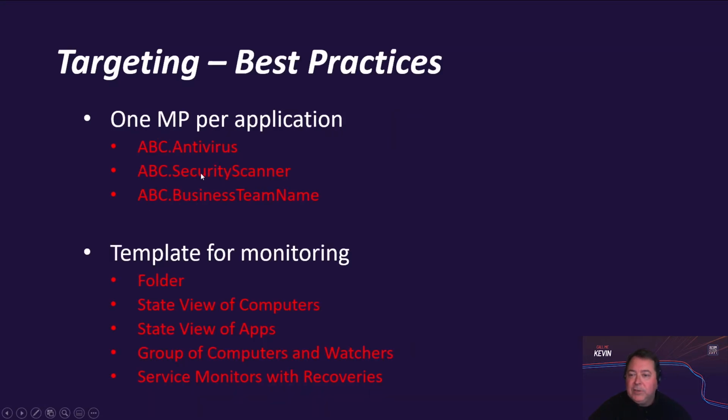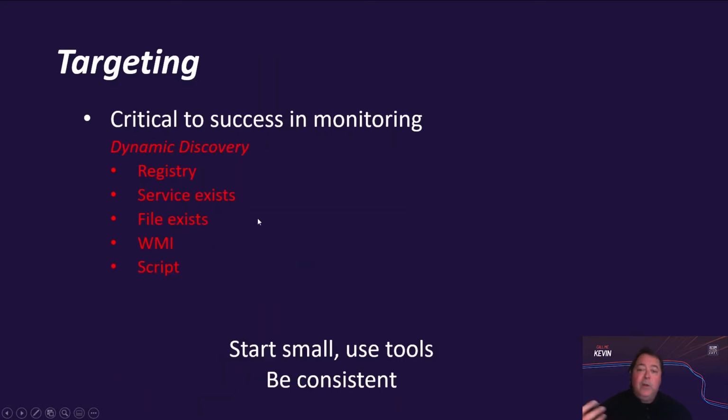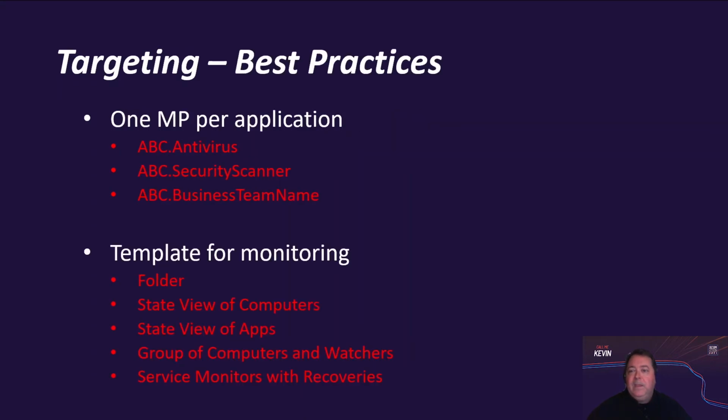We may use the registry. We may use a service exists. We may look for the existence of a file on the file system. We can run a WMI query, or we can write a script. There's more than this, but these are the most common methods that we discover the existence of an application. So remember, start small, use these tools, and just be consistent and build your library as you go.